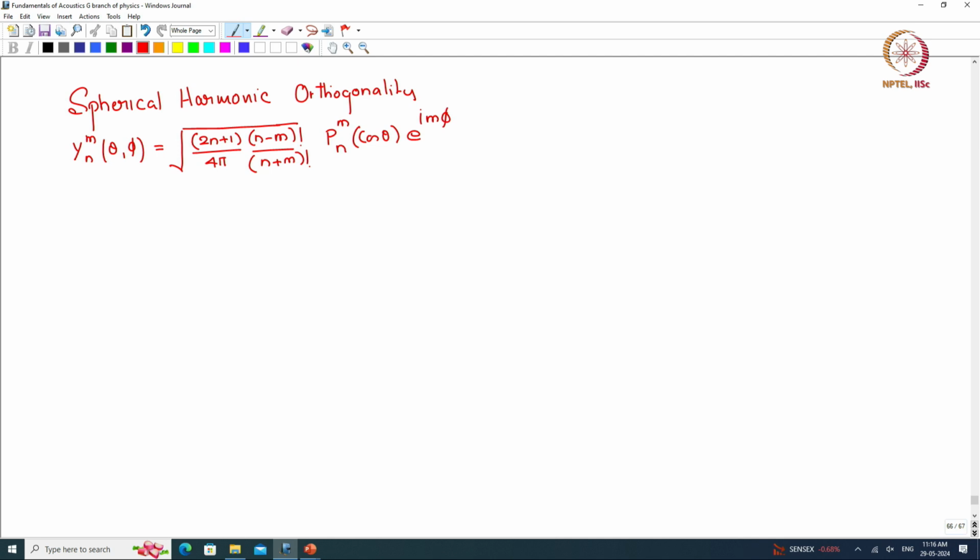Okay. The orthogonality relation is given by the integral from 0 to 2 pi d phi, integral from 0 to pi, Y_n^m(theta, phi) times Y_n'^m'(theta, phi) conjugate, sin theta d theta.